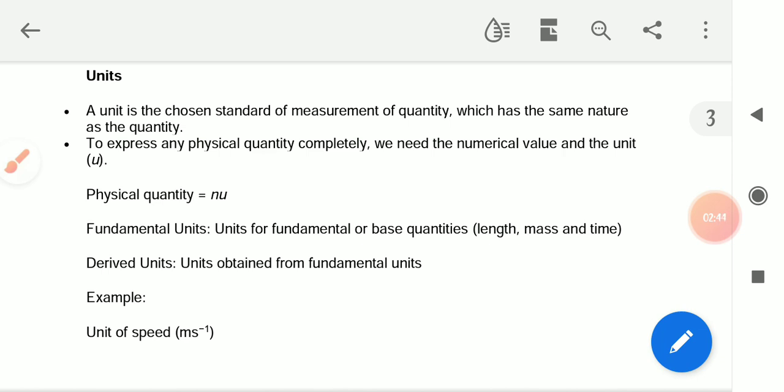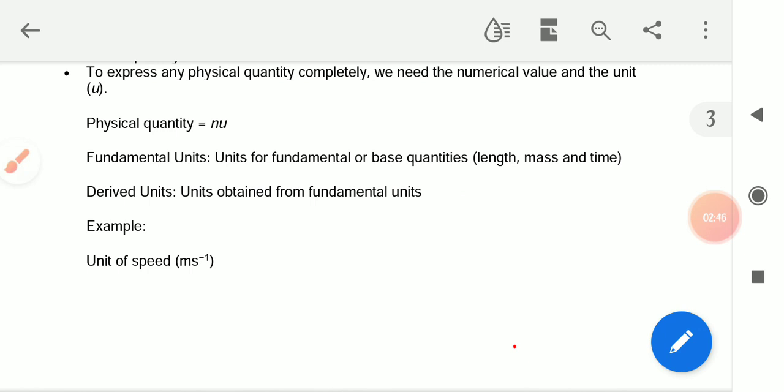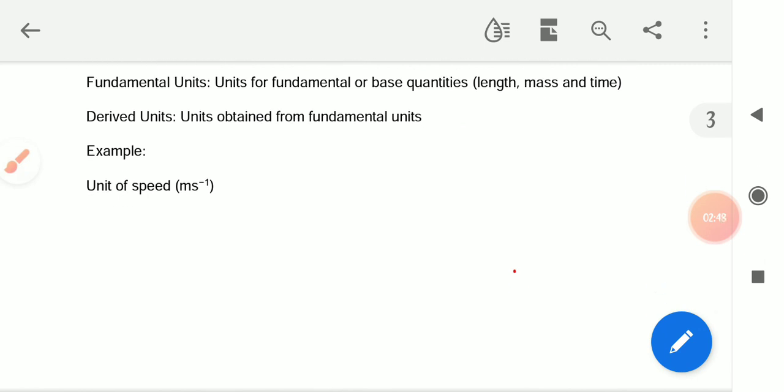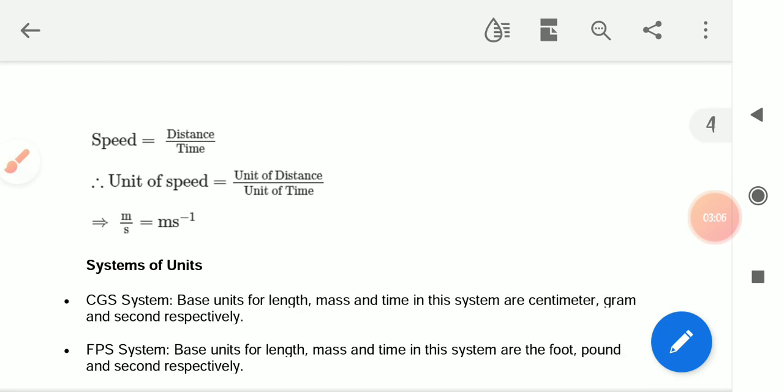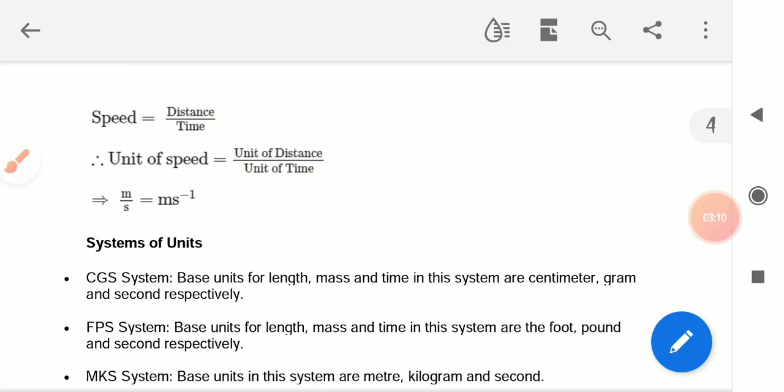Derived units are units obtained from fundamental units. For example, take the unit of speed, meter per second. What is the formula for speed? Speed equals distance upon time. The unit of speed is the unit of distance upon the unit of time. So the unit of speed can be expressed in the fundamental units of length and time, that is meter per second.